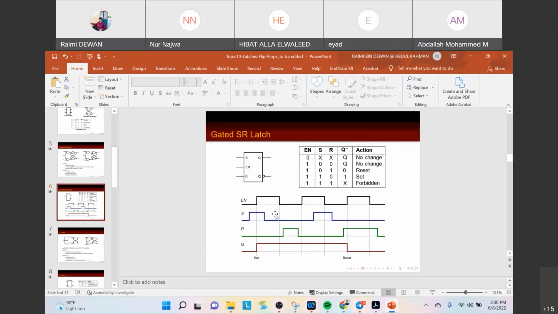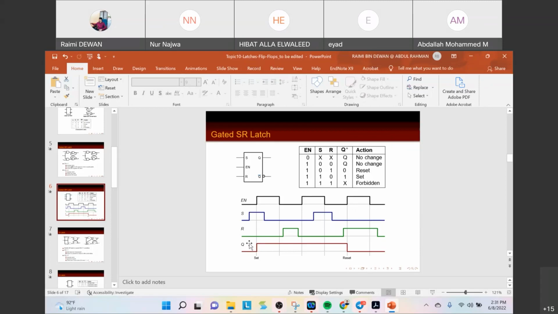So here, if you see, this is the enable. This one is the positive rising edge. So we start to have these changes when we encounter the positive rising edges. When enable is 0 here, you can see 0, 0, 0 for the enable, there is no change in the output.